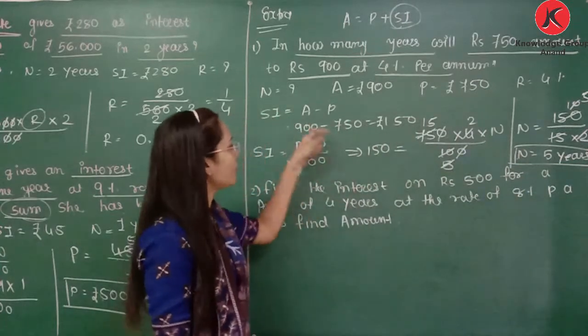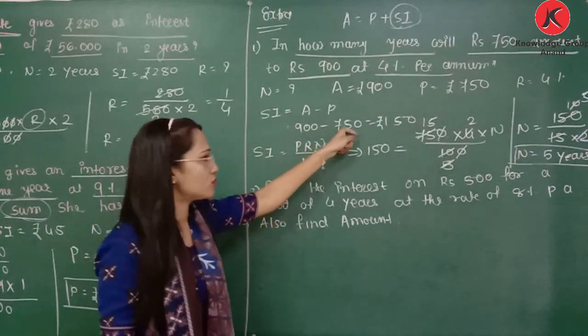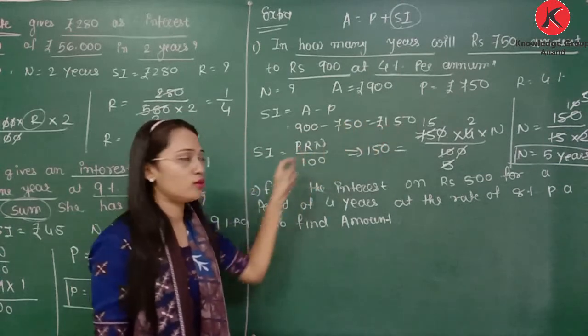Clear? Here we can find the simple interest after subtracting amount and principal value. So that is 150, and take this value in an equation.